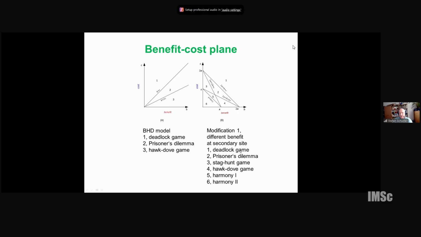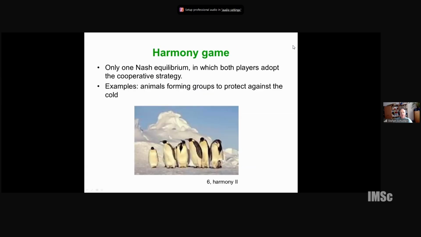So on this deadlock game, actually, I forgot to mention whether it's deadlock 1 or deadlock 2. Then prisoner's dilemma, stag hunt game is another one, but I don't have the time to explain these game types. Hawk-dove game, I explained. And then harmony 1 and harmony 2. But harmony, I will explain briefly.